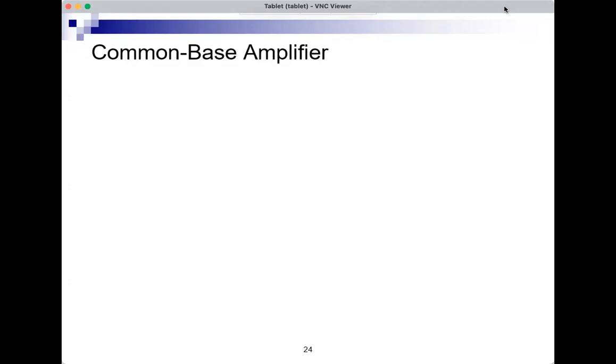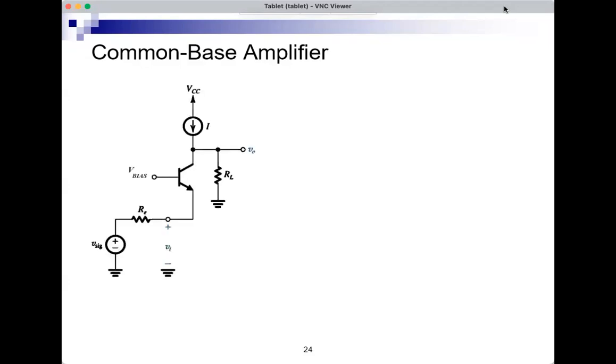Common base amplifier. This is the BJT configuration that mirrors the common gate amplifier for the MOSFET. In this case, the input is at the emitter and the output is taken from the collector.